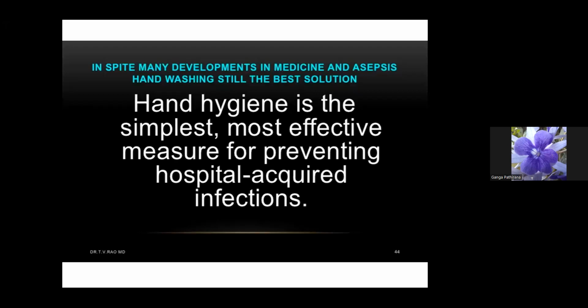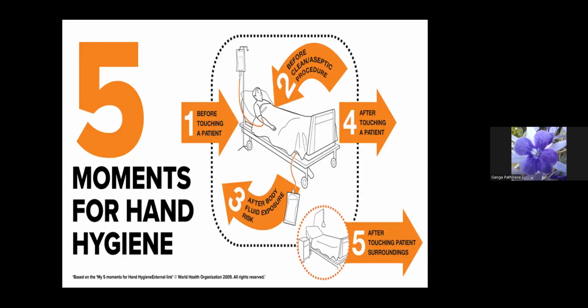In spite of many developments in medicine and asepsis, hand washing is still the best solution. Hand hygiene is the simplest, most effective measure for preventing hospital-acquired infection. These are the 5 moments of hand hygiene. You have to wash hands before touching a patient, before a clean or aseptic procedure, after body fluid exposure, after touching a patient, and after touching the patient's surroundings.